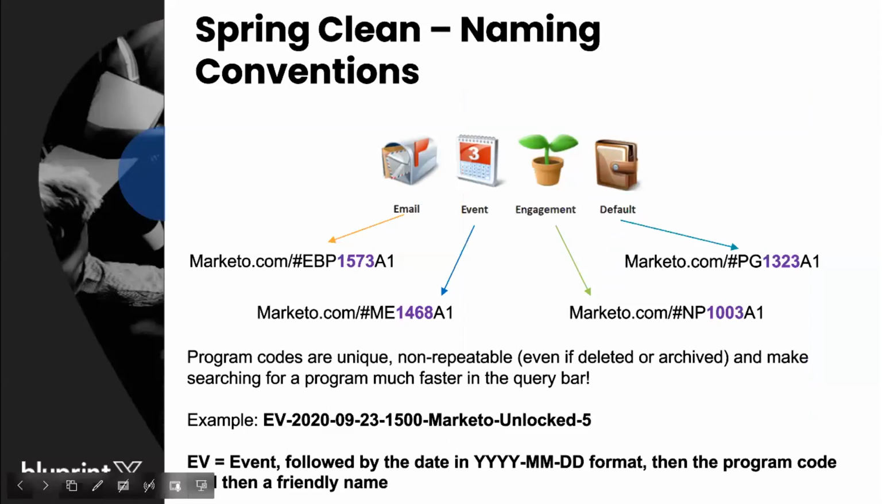Next thing is naming conventions. Another one of my favorites is, as you guys know, there are 4 primary types of programs inside of Marketo. You've got your default, your engagement, event, and email. Some customers are very good with naming conventions.